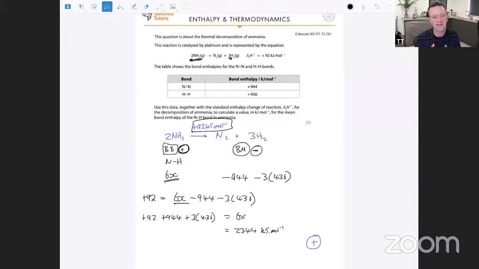But of course, that's 6 of them. So what do we need to do? Yeah, divide by 6, and that gives us 390.7, I think it is, plus 390.7. Put your value on it. Don't leave anything to assumption. Put a plus or minus on it. When it comes to enthalpy, you've got to have a sign in front of it. Never not put a sign in front of it. So that's kilojoules per mole.